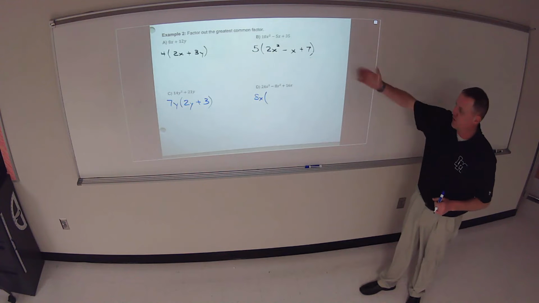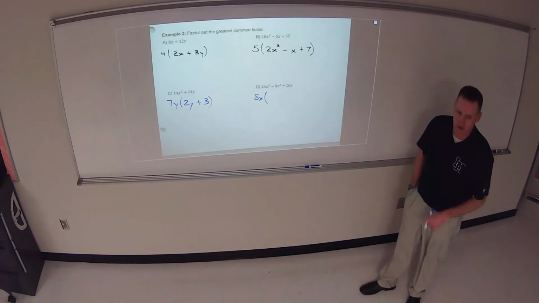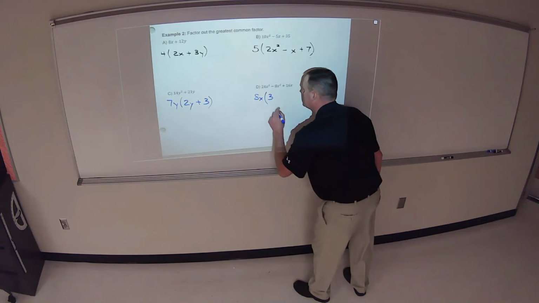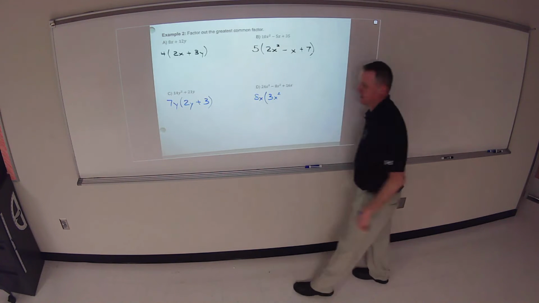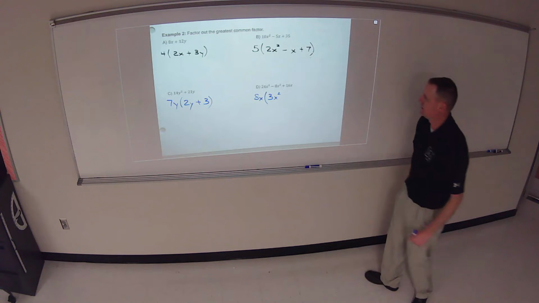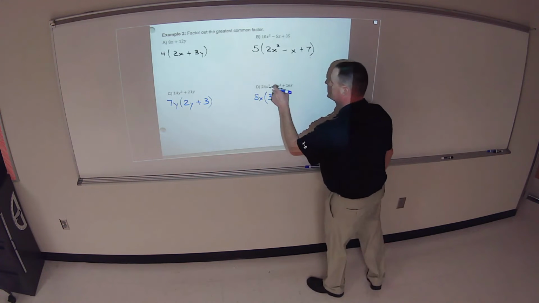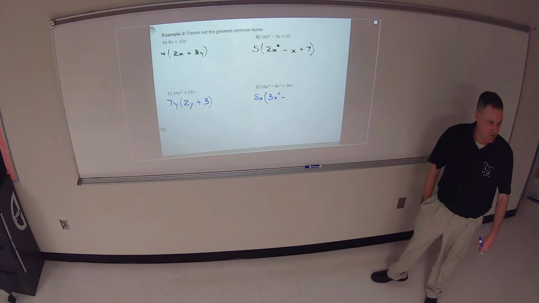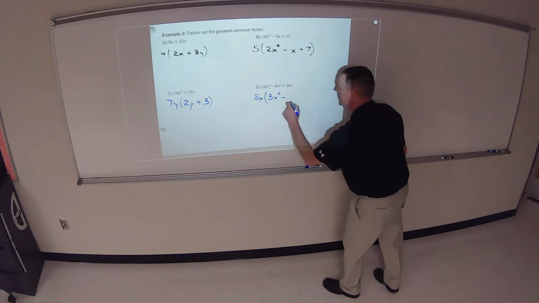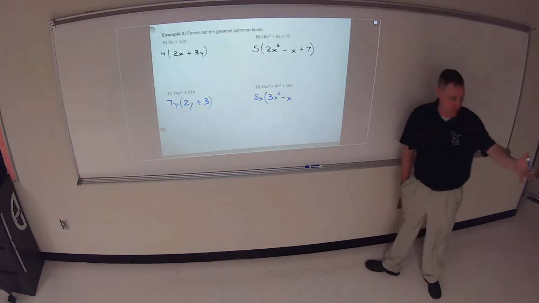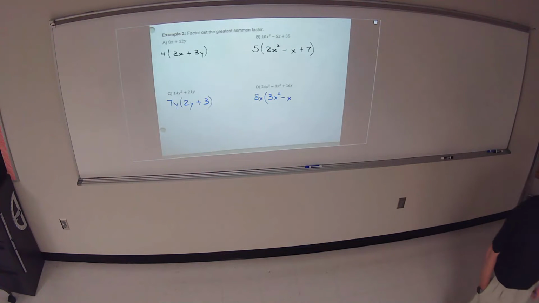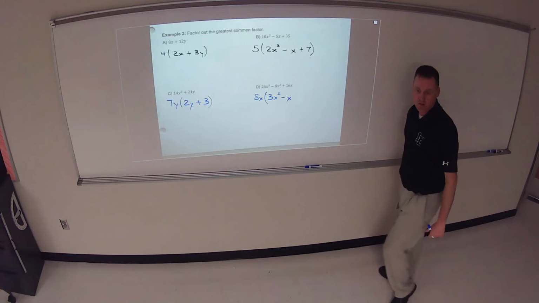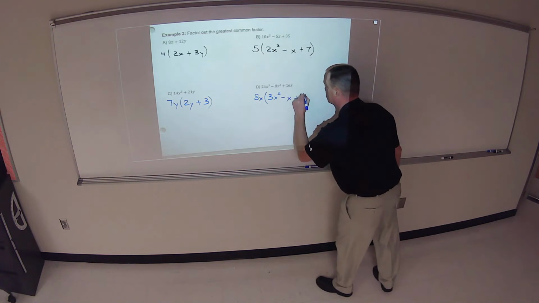What's 24x cubed divided by 8x? 3 what? 3x squared. Okay? Pull down your minus. What's 8x squared divided by 8x? Just an x. Okay? And it's a negative x technically. I already put the subtraction down there. Okay? And then what's 16x divided by 8x? 2. So we're going to have a plus 2 here.